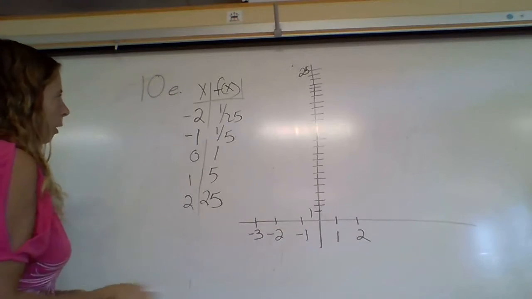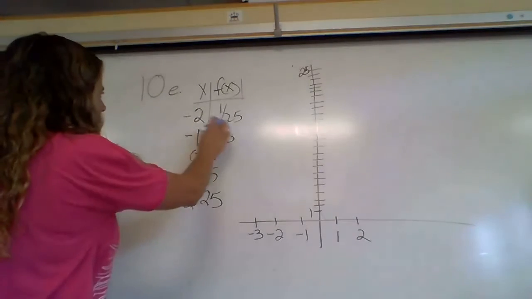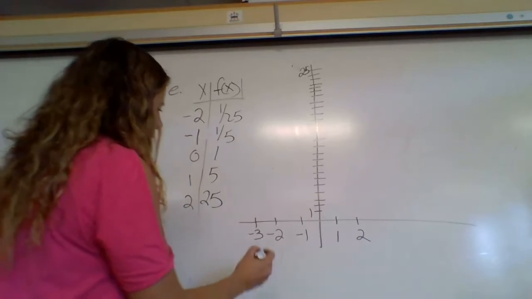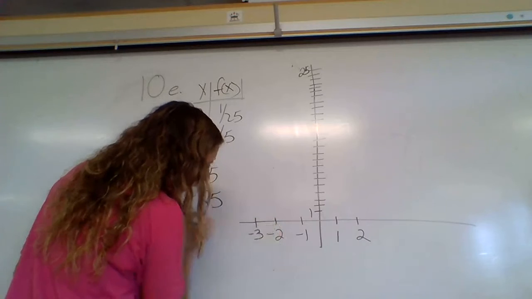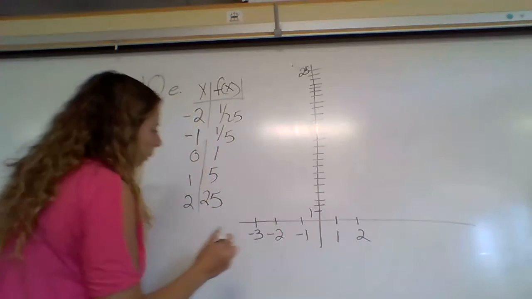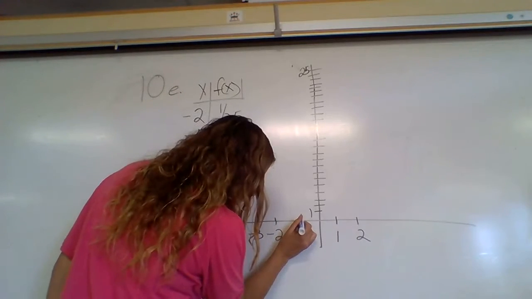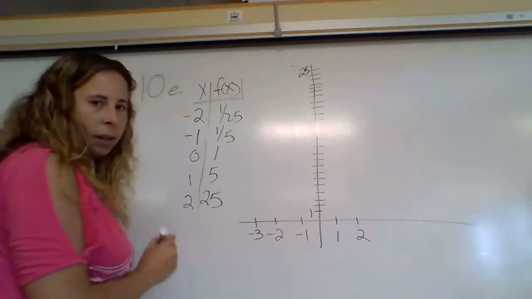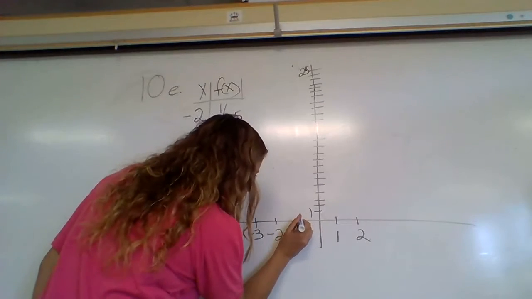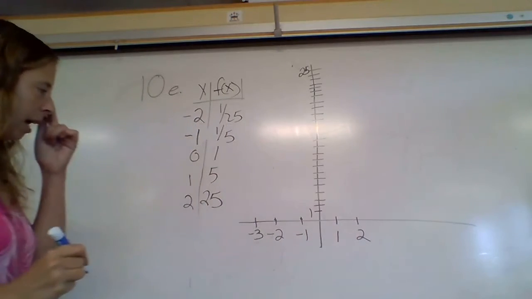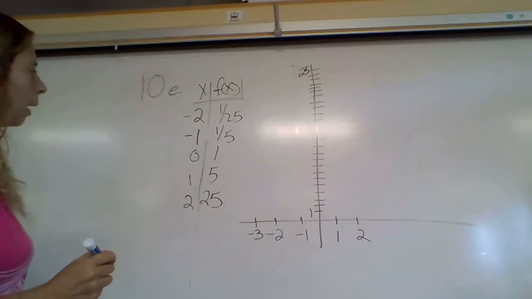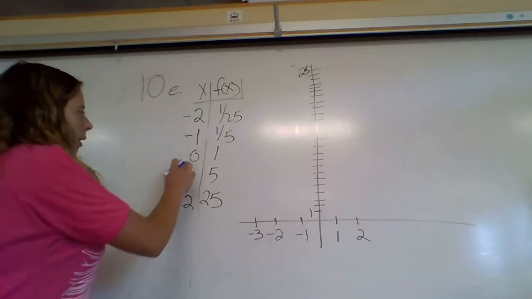Okay. Once again, you just graph the points they gave you. So negative 2 and 1/25. That's going to be really, really close to the line. And then same thing with negative 1. They're very, very close to the x-axis, but they're not quite touching it, right? Because this is exponential. And then 0, 1.